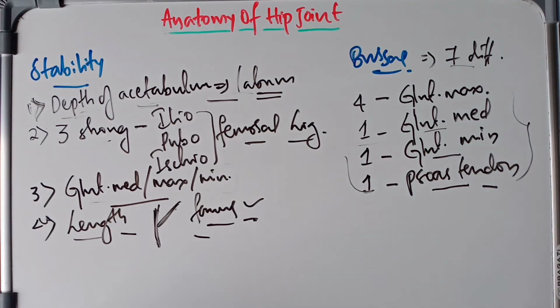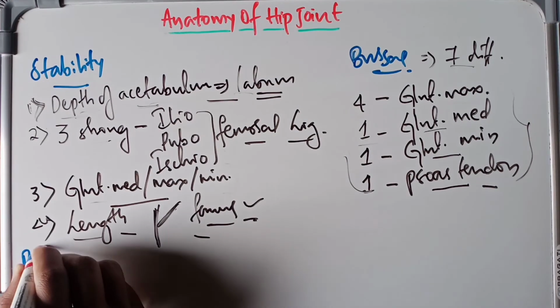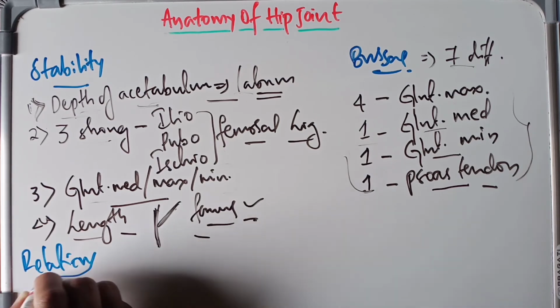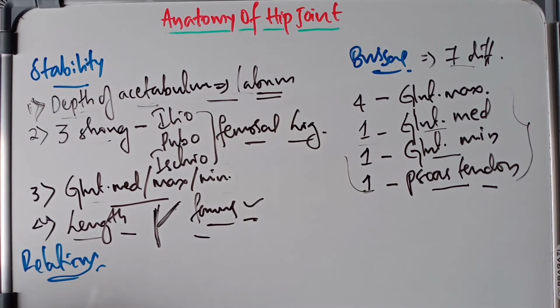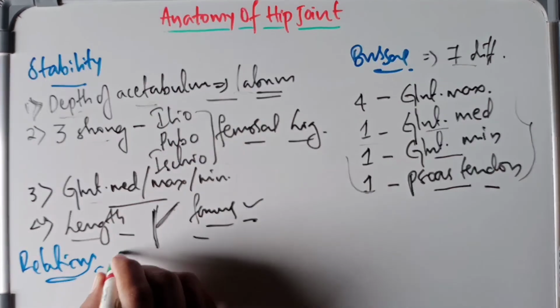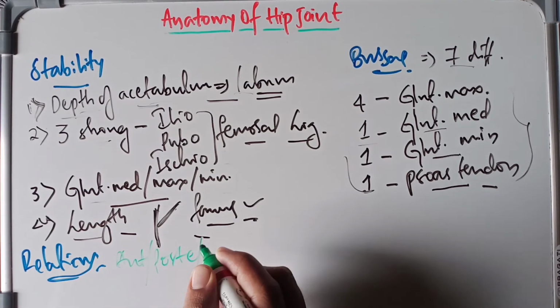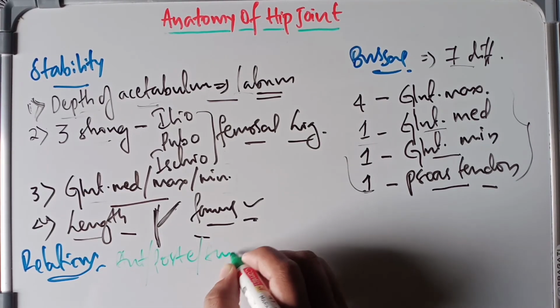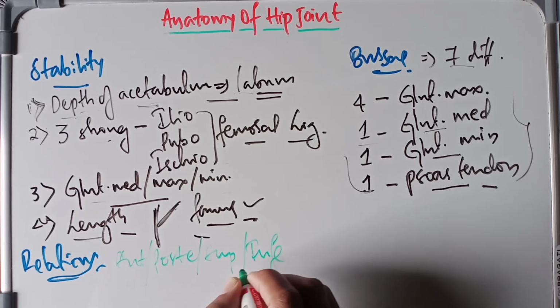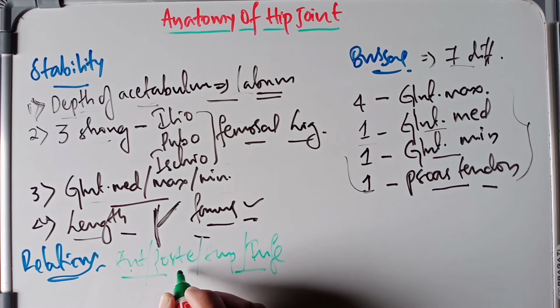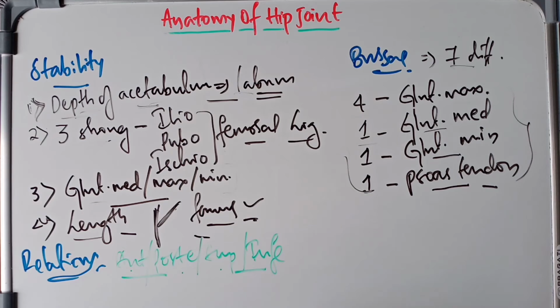Now moving on to finally the relations of the hip joint. When it comes to the relations of the hip joint, we have the anterior relations, the posterior relations, and also the superior as well as the inferior relations.